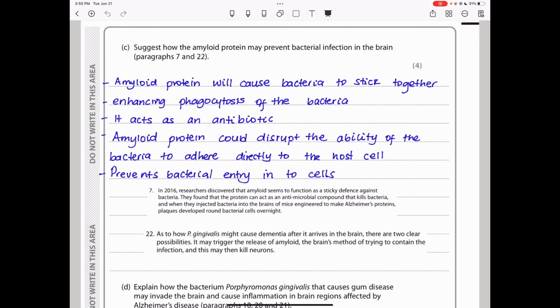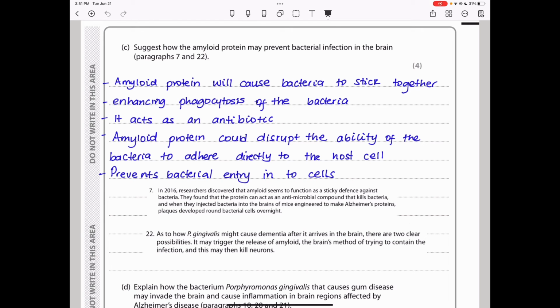And then since it acts as an antibiotic, remember they have said antimicrobial, so antibiotic, it is going to be able to destroy them. And another part, the amyloid protein could disrupt the ability of bacteria to adhere directly onto host cells. So that if it cannot adhere directly onto the host cells, then it cannot infect them, and there is a prevention for the bacteria to enter. So prevent bacterial entry into the cells.